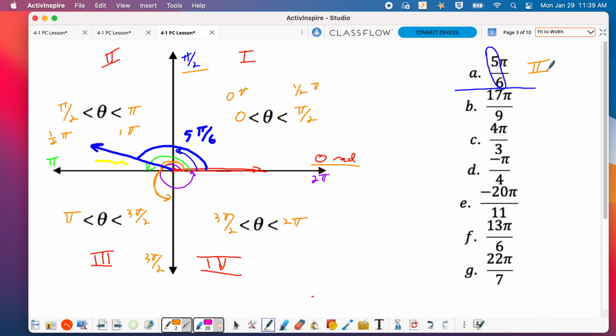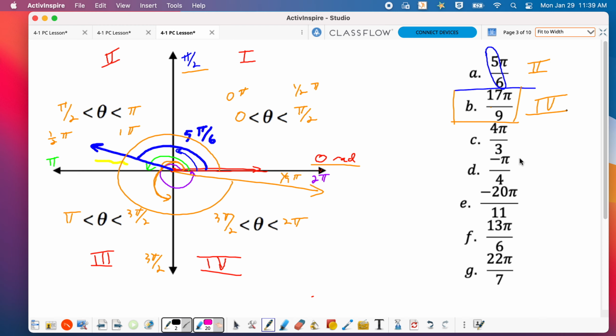All right, looking at the next one, 17 pi over 9. If I do that math, 17 over 9, that's almost 2. So if I rotate almost 2 pi's, I'm almost all the way around, but I'm not quite there. I'm 1/9 short of all the way around. And this would be 1/9 of a pi, because that would give me all the way around. That puts me in the fourth quadrant. We're just getting a general idea of where the fractions are.